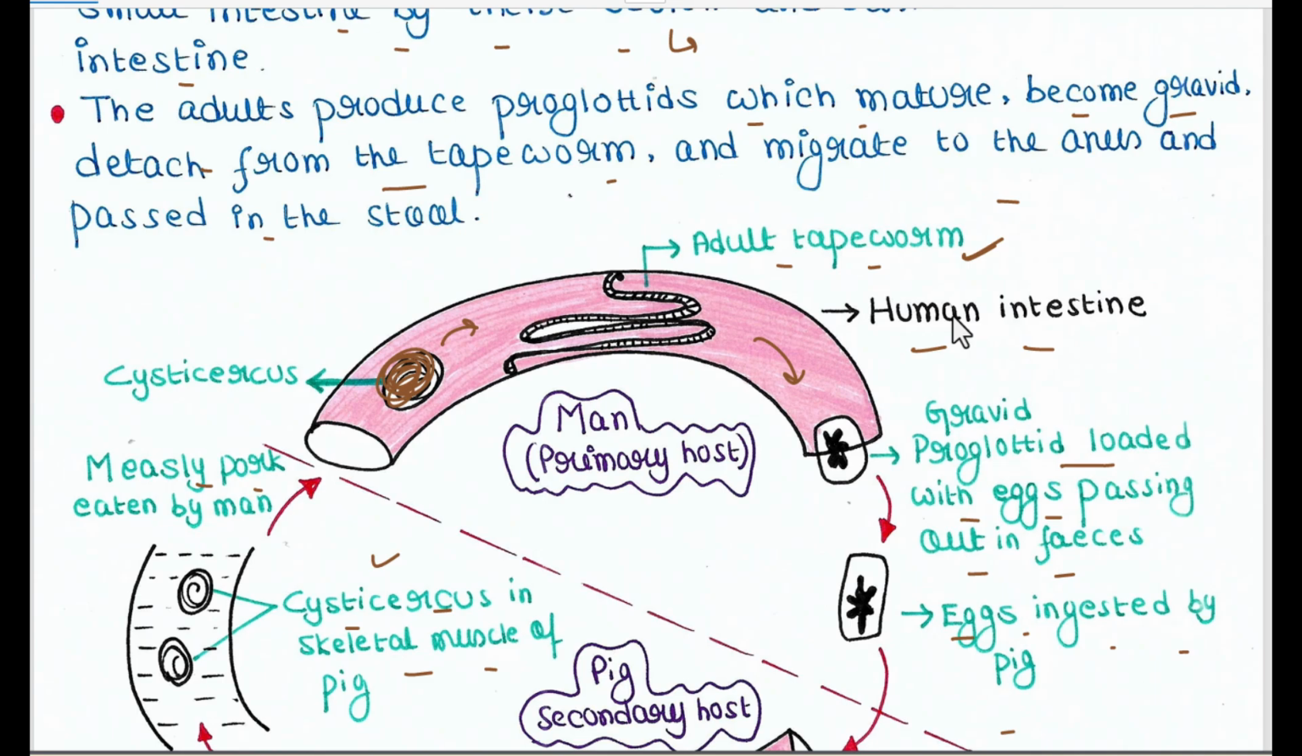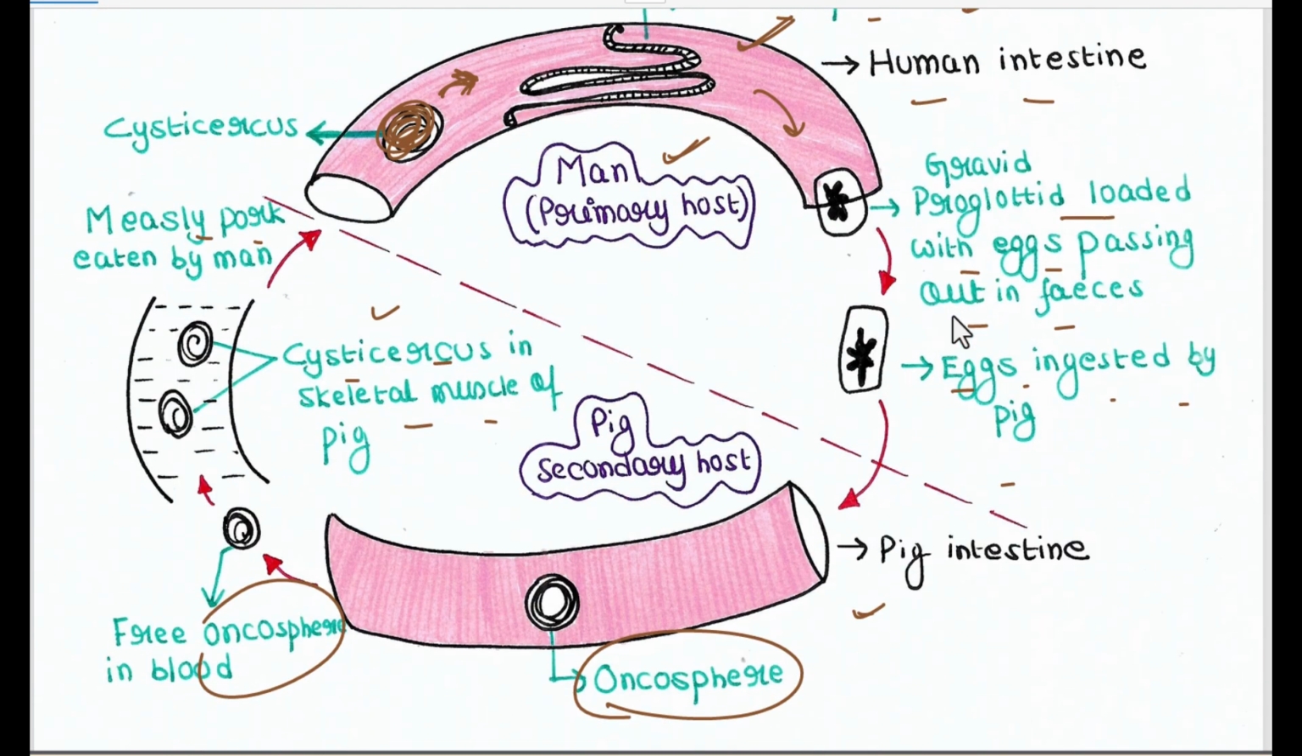And we know that the human is basically the primary host, and we know what is primary host. So primary host is where the parasite reaches its adult stage and reproduces sexually. So in this case, Cysticercus reaches its adult stage, adult tapeworm, and they reproduce sexually and they produce fertilized eggs. And the secondary host is the pig basically. So secondary host is a host where the parasite develops but does not reach sexual maturity.